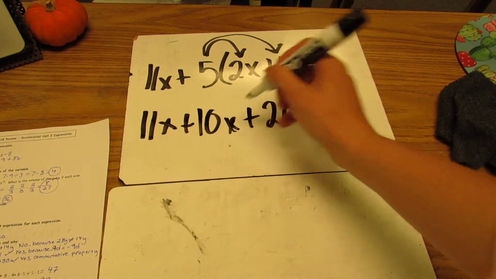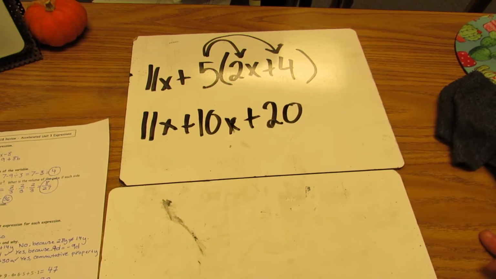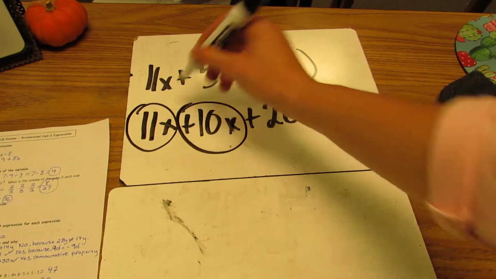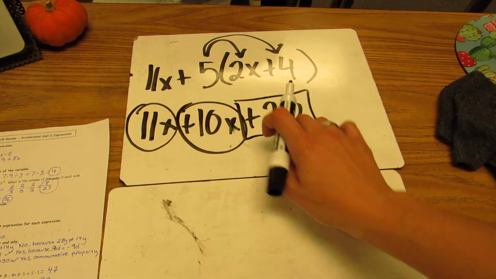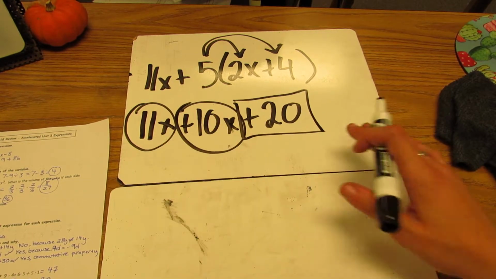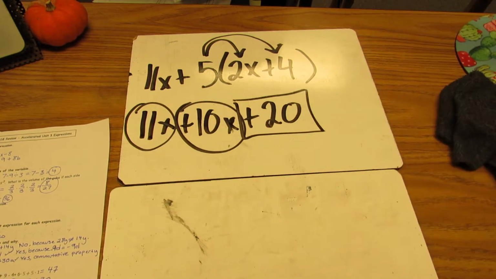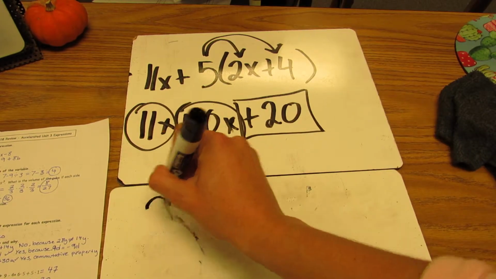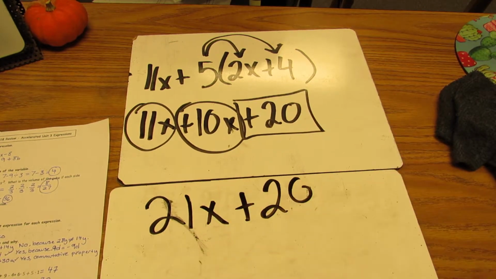Now, do you guys notice that I have like terms? I do. I have x's and I have a constant, right? So I can combine 11x and positive 10x, but not positive 20. Okay, you guys will make me cry if you add 20 to your x's, okay? Those are not like terms. So once you get through the hard part, which is not too tough, just combine your like terms and you'll find your simplified expression. So 11x plus 10x gives me 21x plus 20. Simple? Okay, so I'm going to move on.